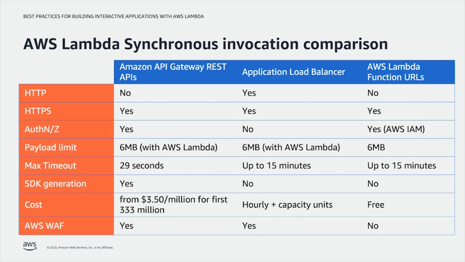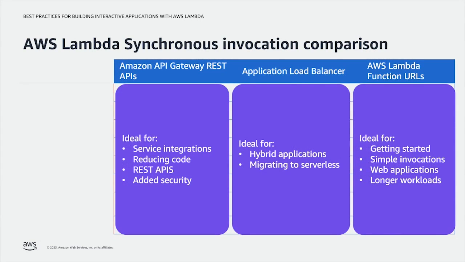Now, in terms of cost, this is another big point of differentiation. Function URLs is free to use. You still pay for the invocation of Lambda, but you don't pay to access that Lambda function, whereas Application Load Balancer runs on an hourly plus capacity unit, so it's not completely serverless if you're a real purist in that sense. And API Gateway has its own billing model as well, which is based on how many requests you use. Final point of difference is that API Gateway and Application Load Balancer work with AWS WAF, whereas Function URLs does not.